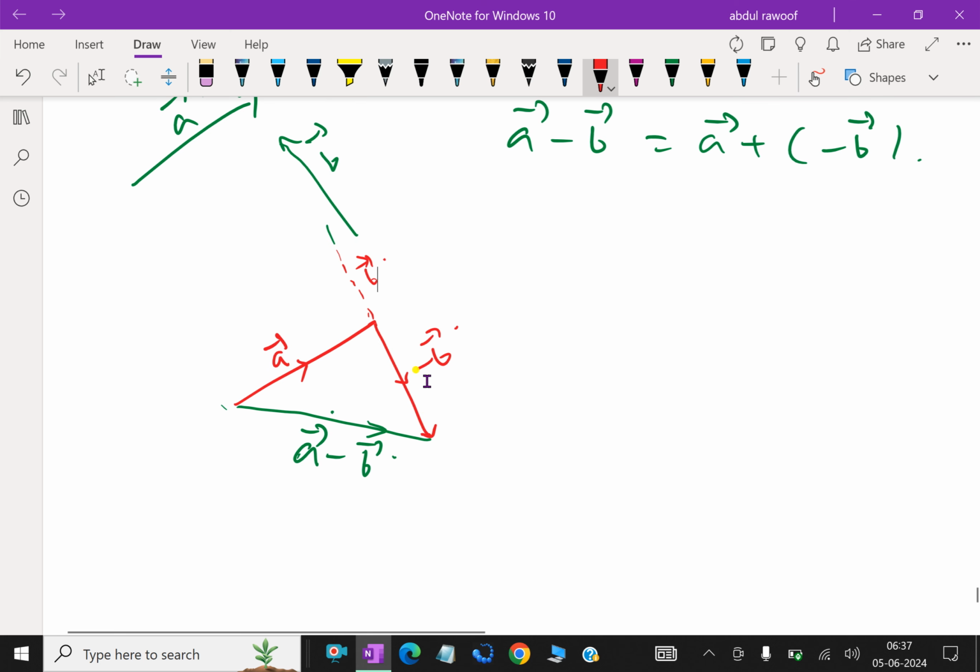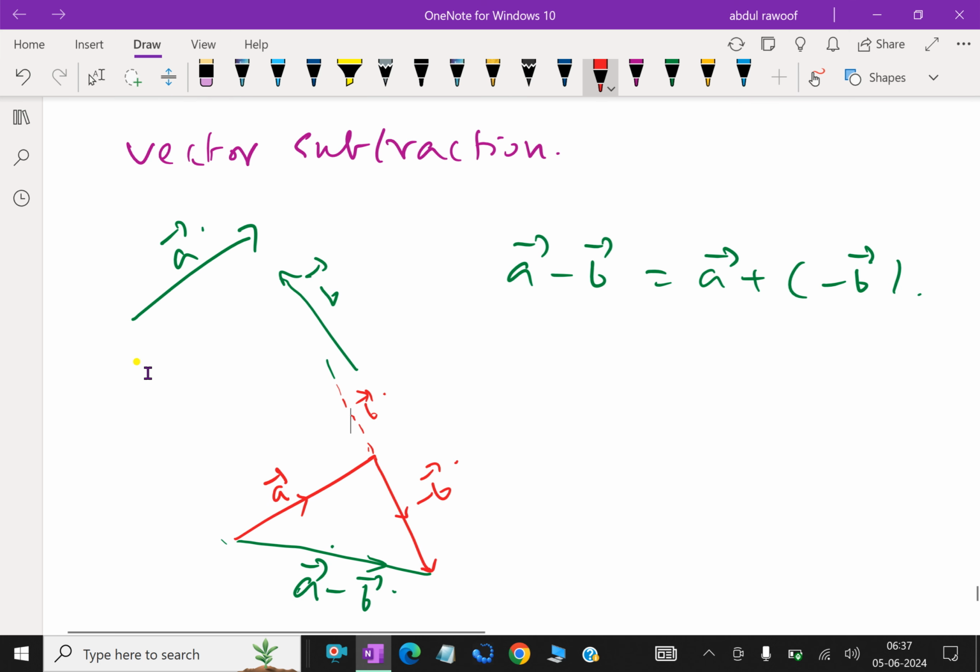So if two vectors are subtracted, then you have to draw the first vector and draw the opposite direction with the same magnitude. You have to draw this vector, then join them. We have the subtraction of those vectors, that is vector A minus vector B.